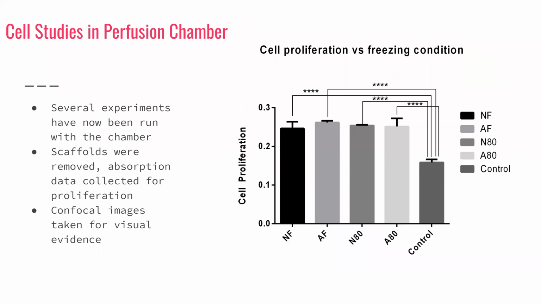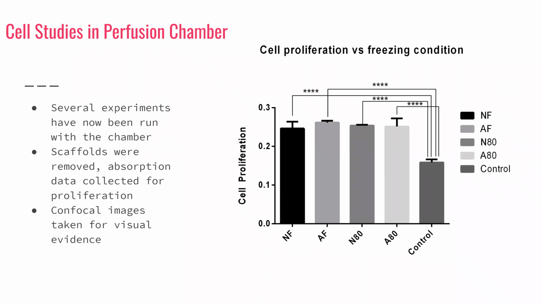So this is data taken from one of our successful runs so far this semester. As you can see, a cell proliferation study was done in a quantitative means, so that you can see the 4 different types of freezing, NF, AF, N80, and A80. And this shows that all 4 freezing types had cells present and growing successfully in relation to the control of the absorption test.